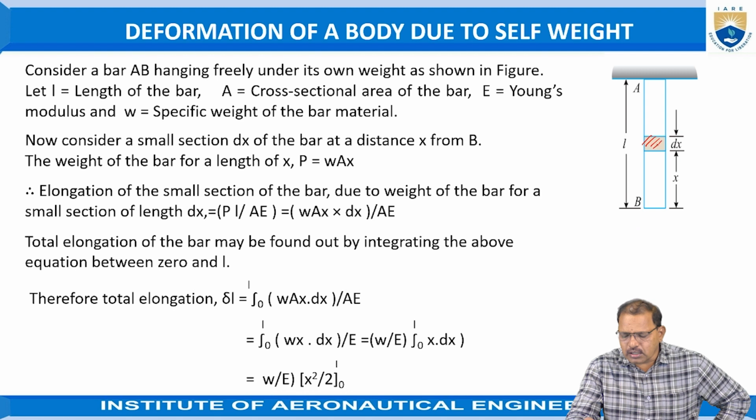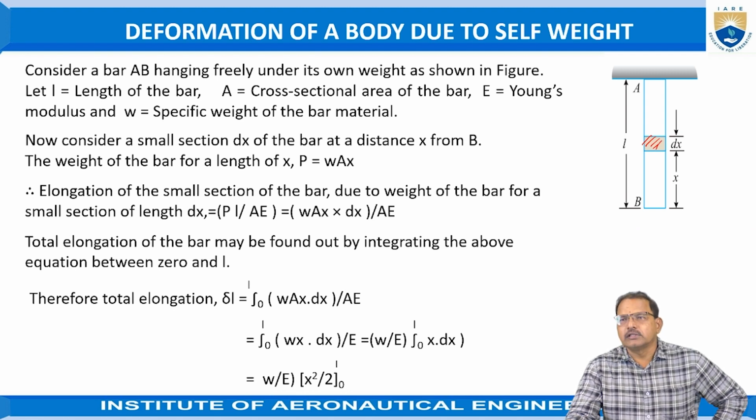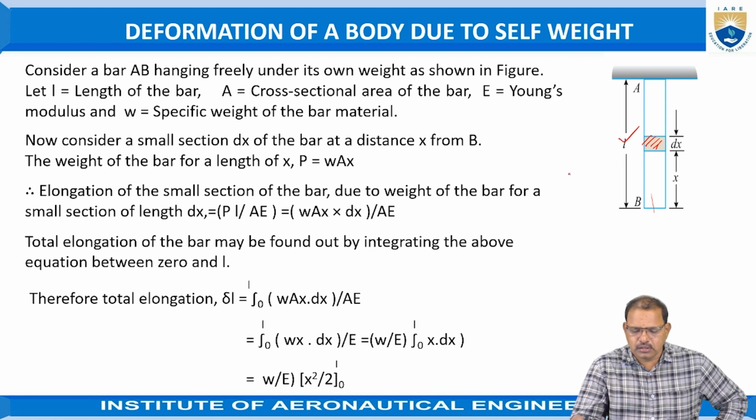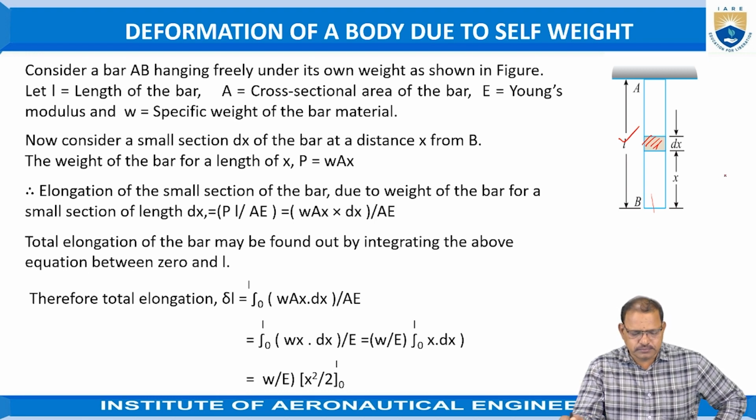Here it is given by A, suspended vertically from the ceiling as shown in figure. Since the load is acting in the downward direction, elongation is produced within the bar. Let L represent the length of the bar, A the area of the cross section, E the Young's modulus of the material, and lowercase w equal to the specific weight of the material. The specific weight means weight per unit volume.